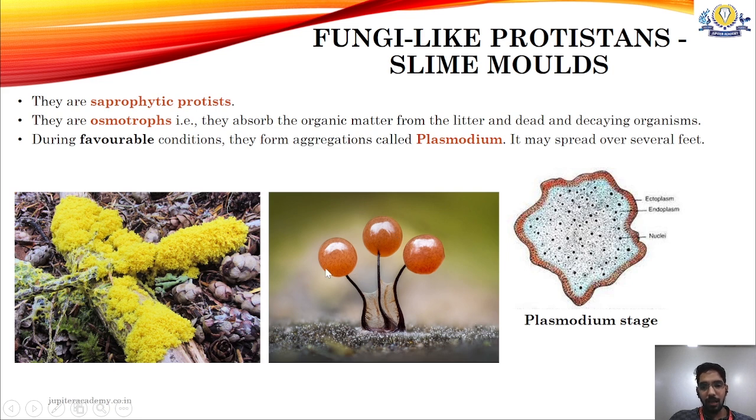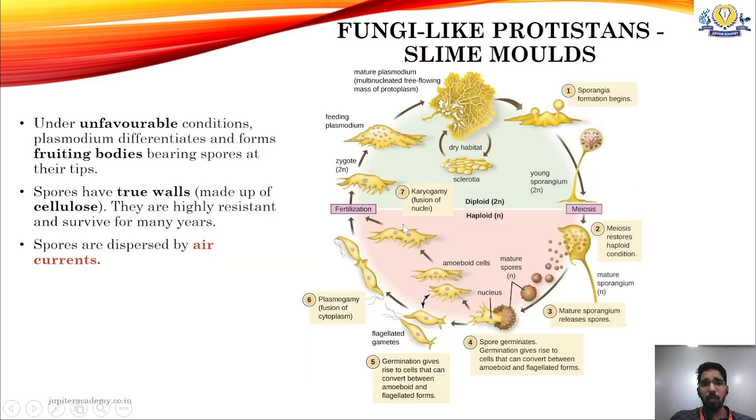There are three fruiting bodies. They are normally sporangium. So during unfavorable conditions, plasmodium differentiates and forms fruiting bodies bearing spores at their tips. These spores have true walls, meaning that they are made up of cellulose. They are true cell walls.